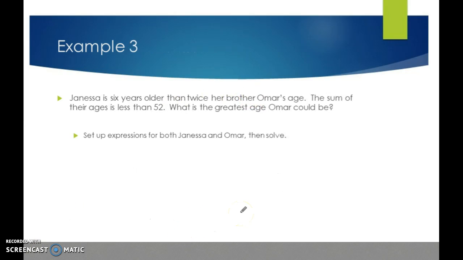So one last example, this one talking about age. Janessa is 6 years older than twice her brother Omar's age. The sum of their ages is less than 52. What is the greatest age Omar could be? So if you have trouble setting up equations, just think about this part here. The sum of their ages is less than 52. So that means that Janessa's age plus Omar's age has to be less than 52.